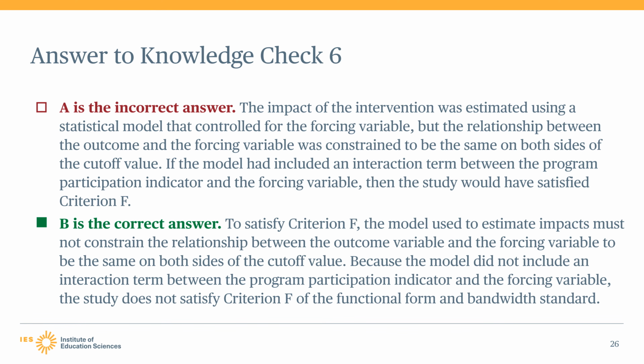B is the correct answer. Based on the information provided, criterion F of the functional form and bandwidth standard is not satisfied because the authors have constrained the outcome forcing variable relationship to be the same on either side of the cutoff. Because the model used to estimate impacts on the outcome did not include an interaction term between the program participation indicator and the forcing variable, the study does not satisfy criterion F of the functional form and bandwidth standard.